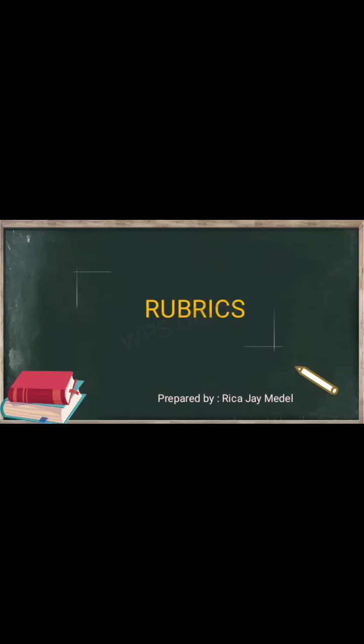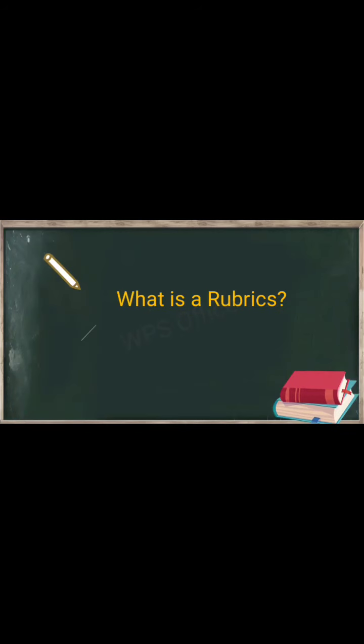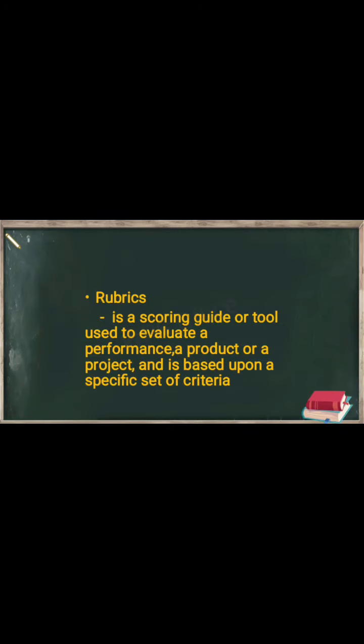Good day, everyone. I'm Rika J. Midel, and I'm going to report and discuss to you the important elements of the rubric. So again, what is a rubric? A rubric is a scoring guide or tool used to evaluate a performance, a product, or a project and is based upon a specific set of criteria.